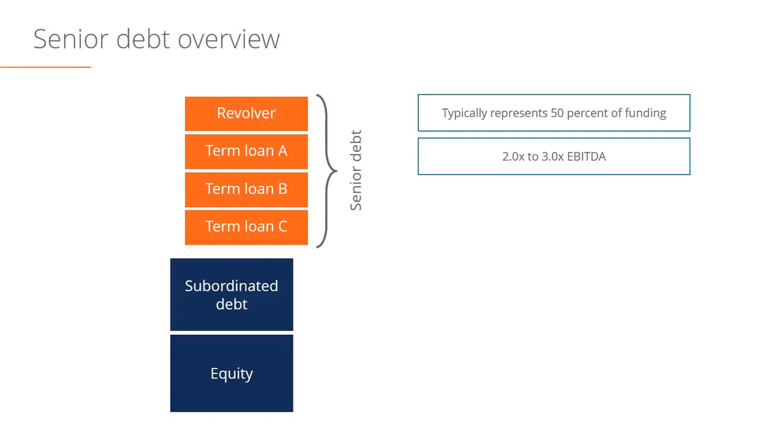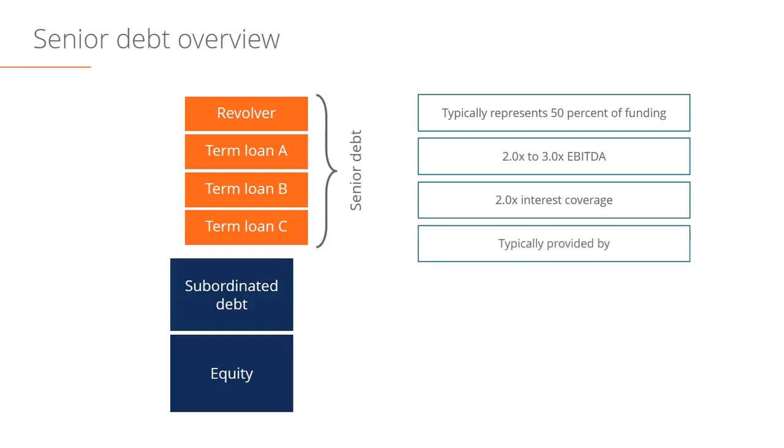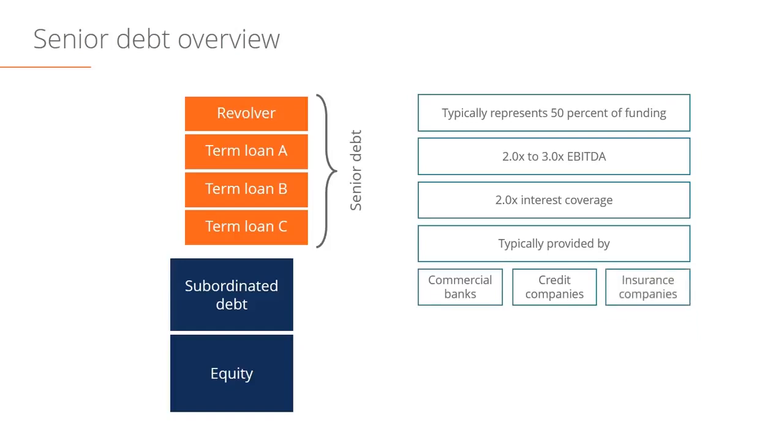So if you know a company's EBITDA, and it's a stable, fairly bankable business, you could assume that perhaps banks would lend 2 to 3 times its EBITDA for their senior debt. Or another way to look at it is 2 times interest coverage. So whatever the interest expense of this debt would be, the company has to generate sufficient cash flow to cover that 2 times over. The typical providers of senior debt include the commercial banks, credit companies, and insurance companies.